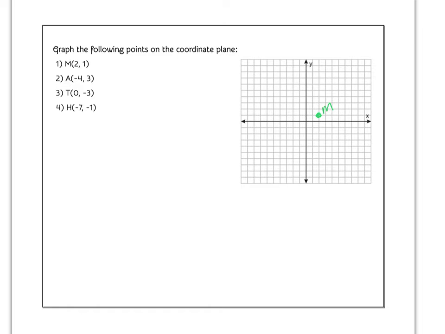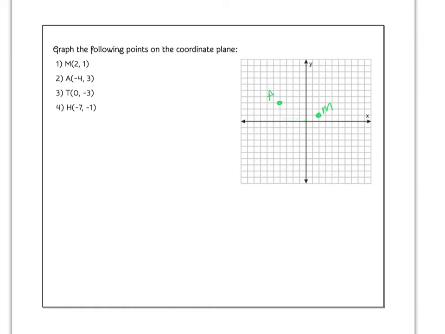So the negative 4 means, do I go left or right? Well, it's negative, so I'm going to go left. So I'm going to go left 4. And I go like this, 1, 2, 3, 4. And then I go up 3, 1, 2, 3. So A is going to be up here.